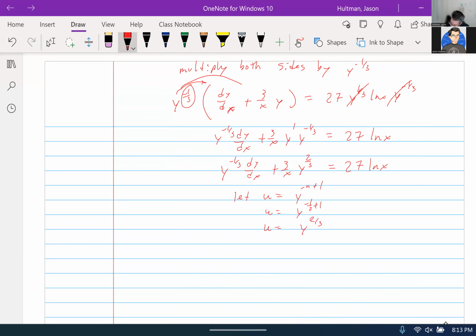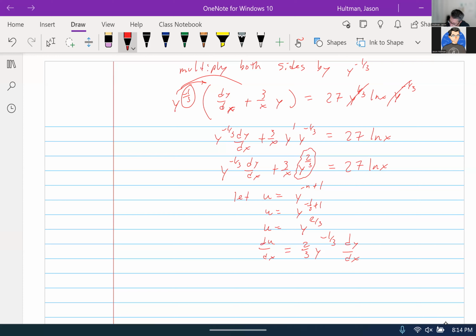So that's interesting, because that's exactly what I have here. That was kind of the goal. The goal is I wanted to get u to be this over here, and we'll see why that's important in a second. So then let's take the derivative. du dx is equal to then 2/3 y to the negative 1/3 dy dx.